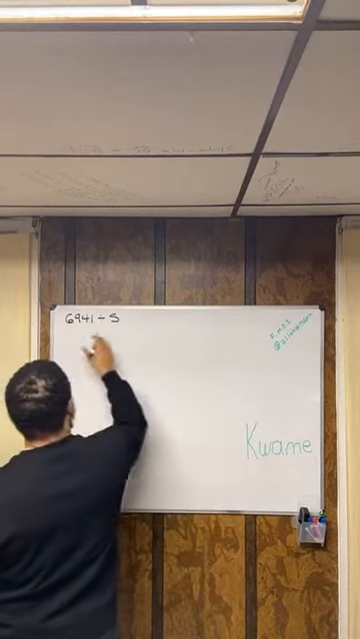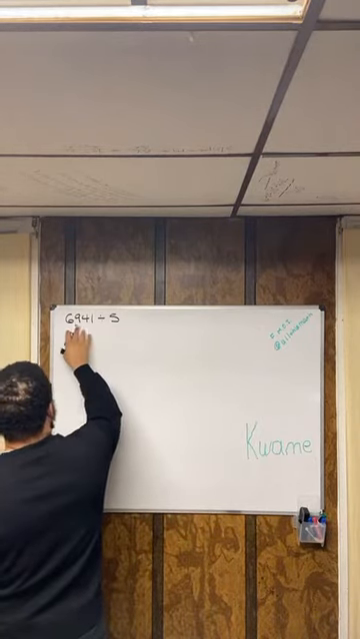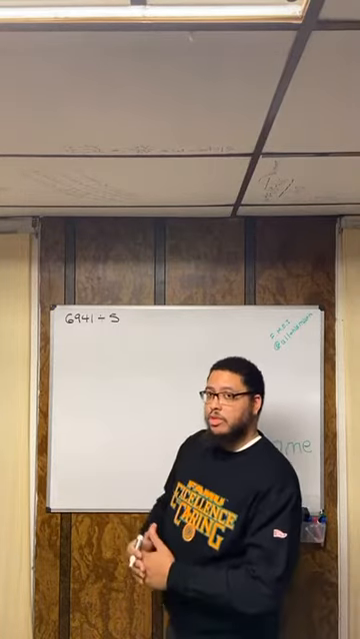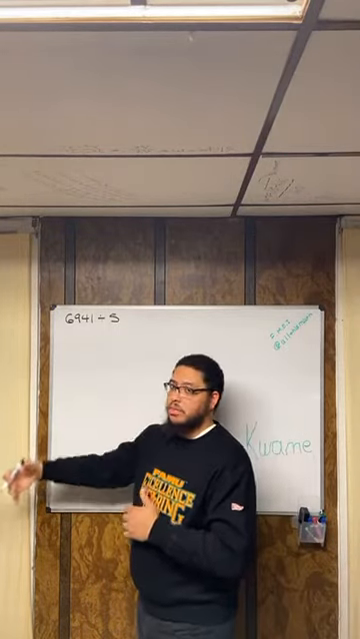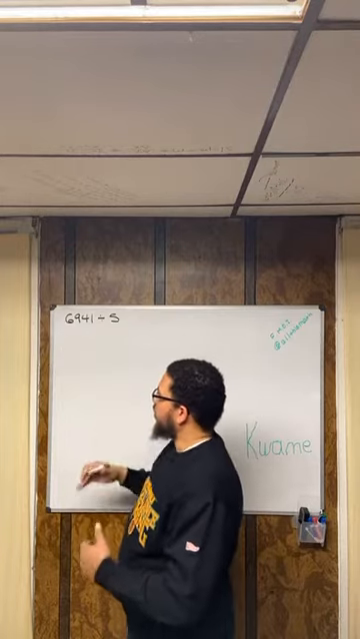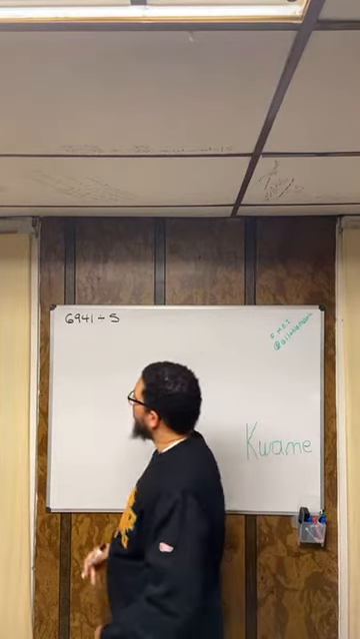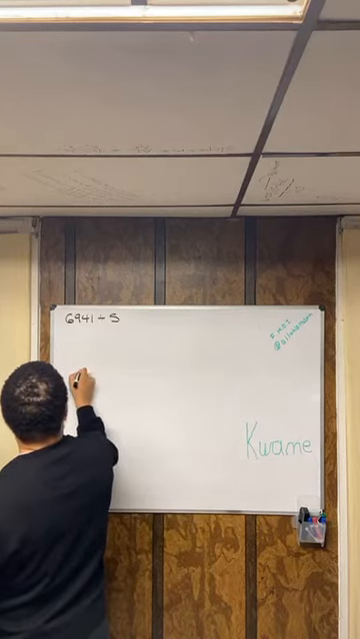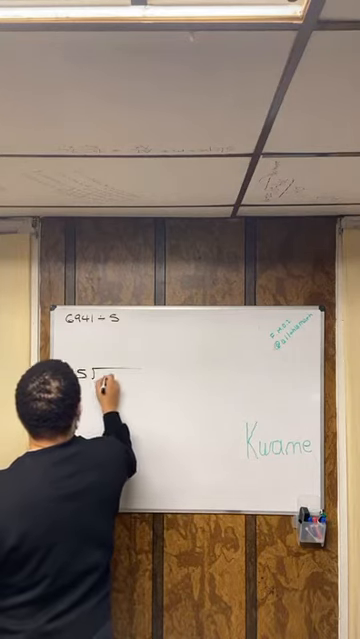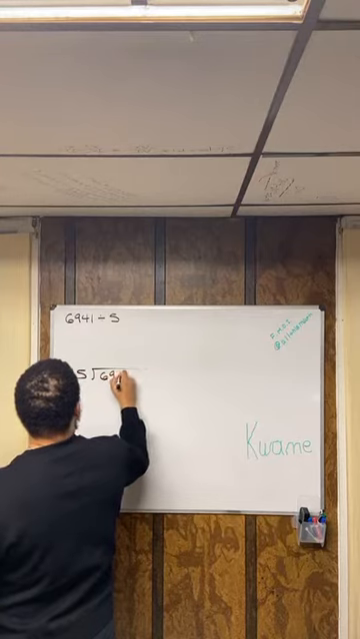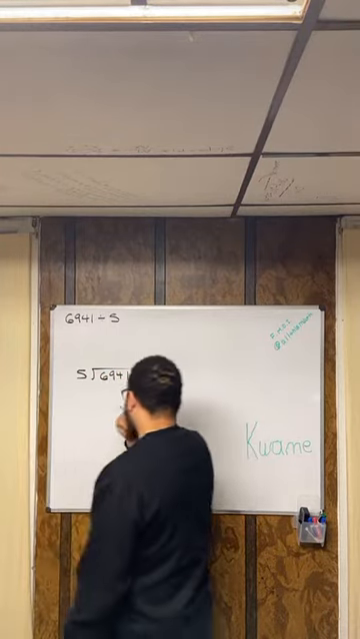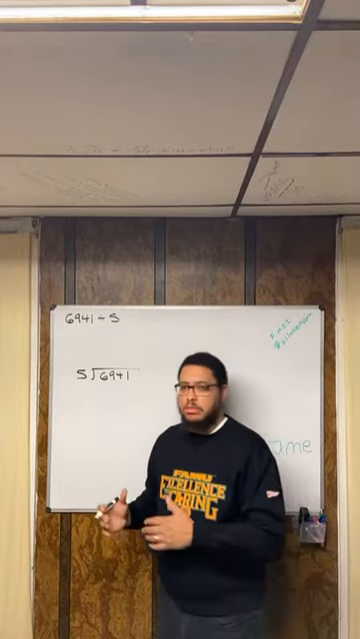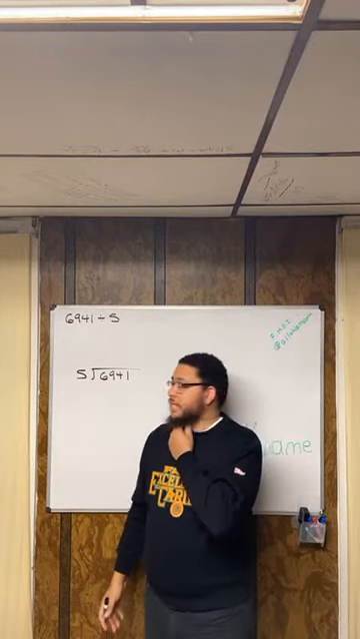So this is my dividend, the first number, and this is my divisor, the second number. The divisor is still going to be written outside of the long division symbol, and the dividend is still going to be written inside of it. So we've got 5, and then 6,941. As I said, we're not following the standard long division algorithm at first. We're going to do that second.